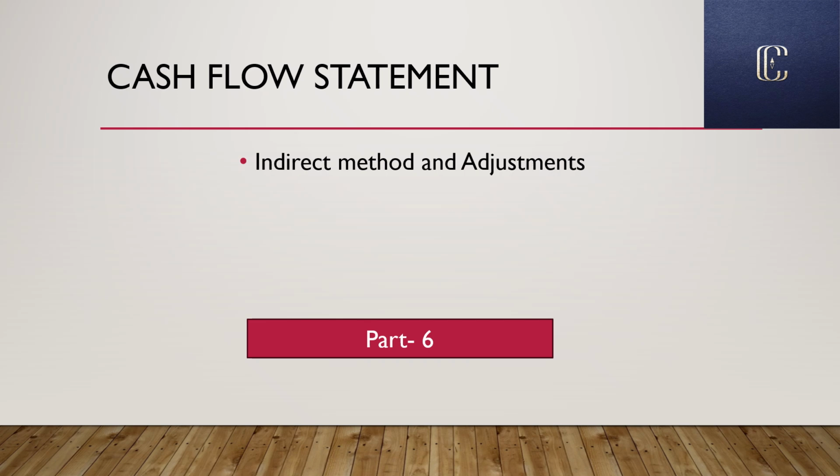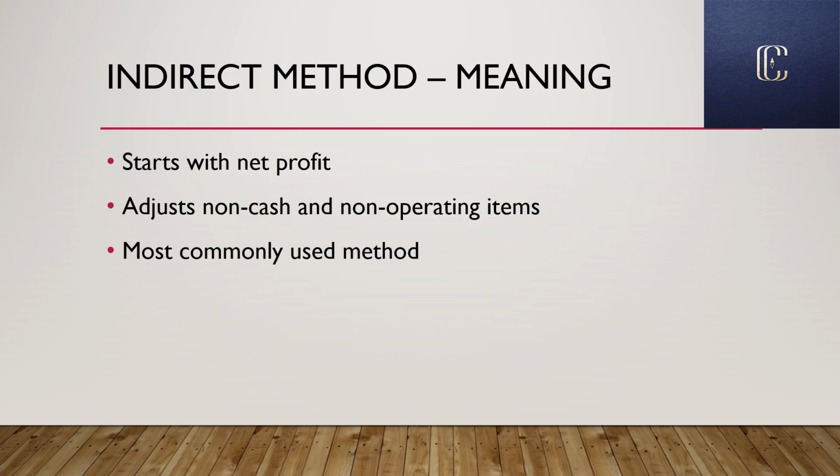The topic: Cash Flow Statement, Part 6. Today we will discuss the indirect method and adjustments. Most companies in the world do not show actual cash directly. Instead, they start with profit and then discover cash. That approach is called the indirect method.